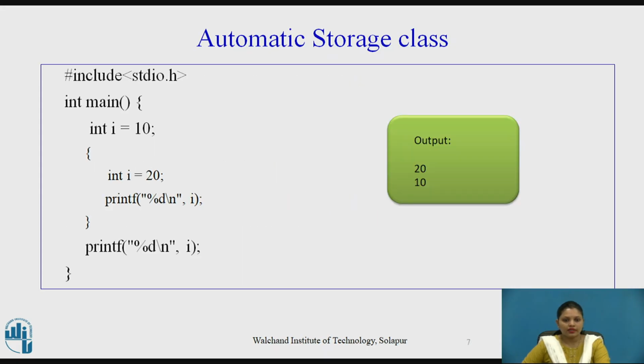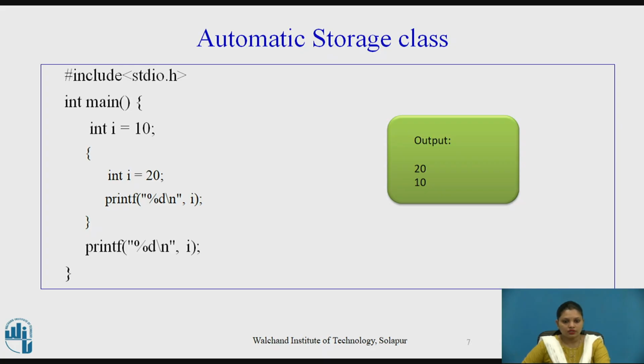In this example, a variable i of type integer is declared first with the value 10 assigned to it. Next, inside a block, again a variable i of the same integer type is declared with the value 20 assigned to it. If the storage specifier is not mentioned, by default it will be taken as auto. The first printf statement inside the block will print 20 as the value of i, whereas the second printf statement, which is outside the block, will print the value of i as 10, the value which is declared outside the block.